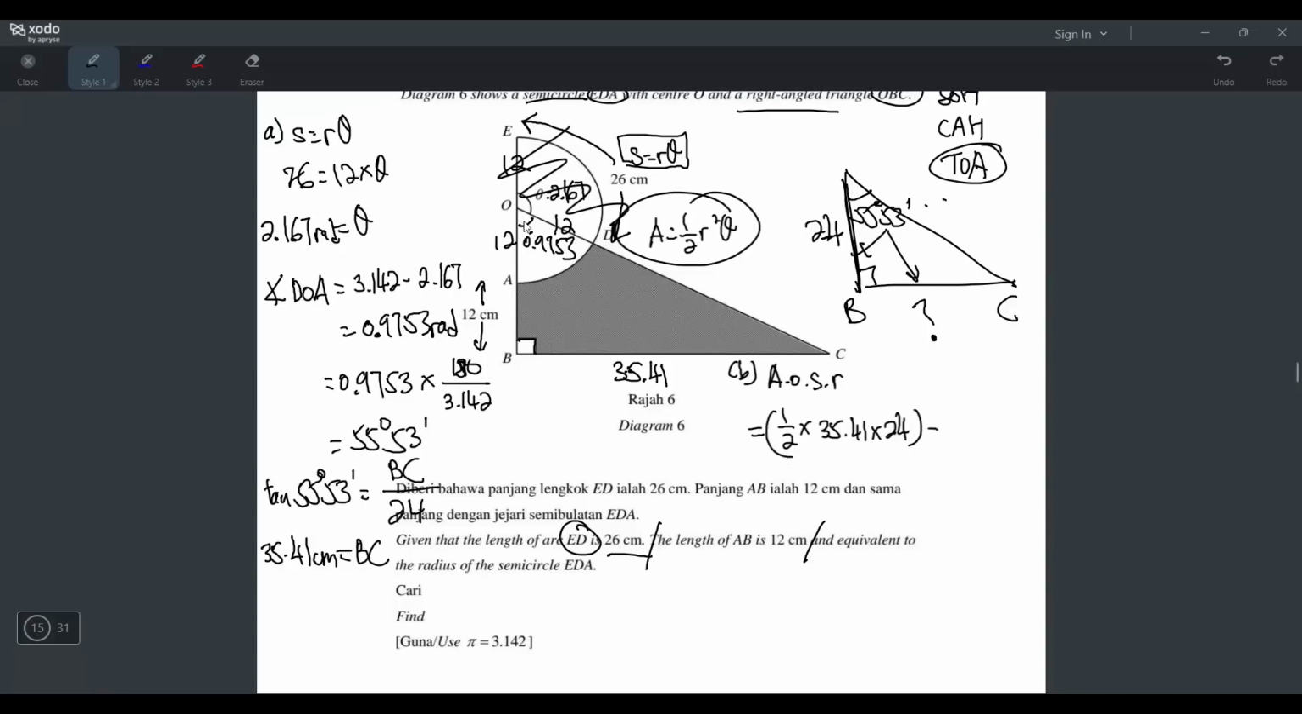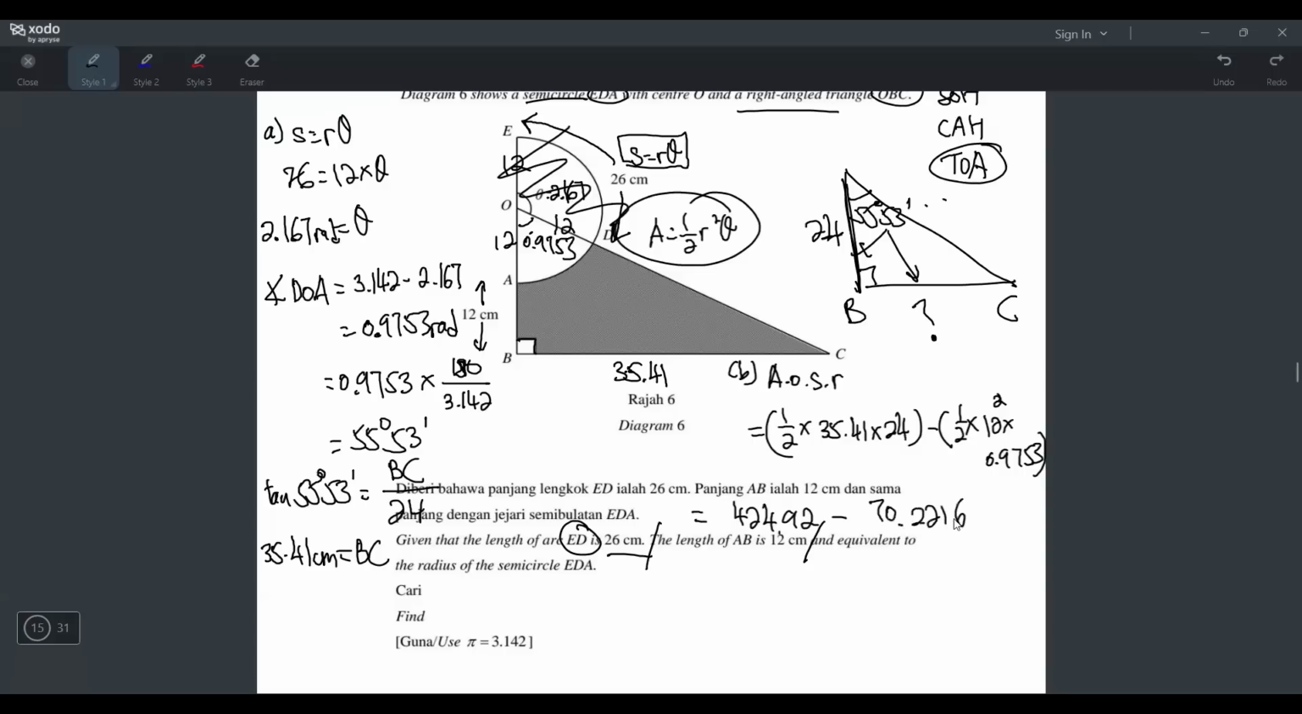Okay, and then minus the area of sector, which is this one. Area of sector formula is 1 over 2 r squared theta. And the r is 12 squared, and then theta in radian, 0.9753, right? Okay, now I will press all these things, and then I will get the answer. What is 35.41 times 24 divided 2? 424.92. This is what my calculator gives me. Minus this one, let me press 12 squared divided 2 times 0.9753. My calculator gives me 70.2216.